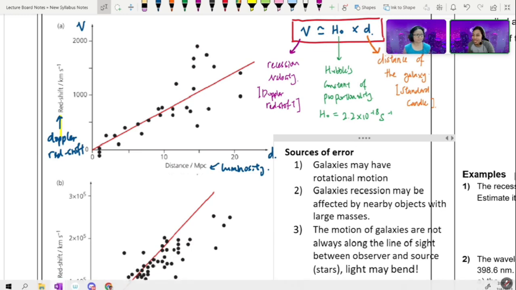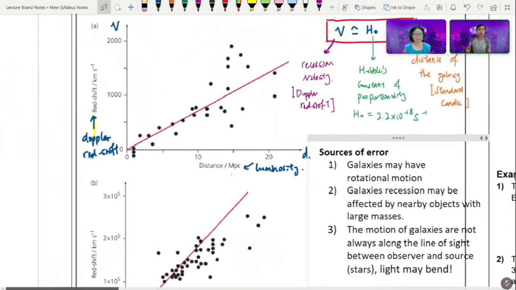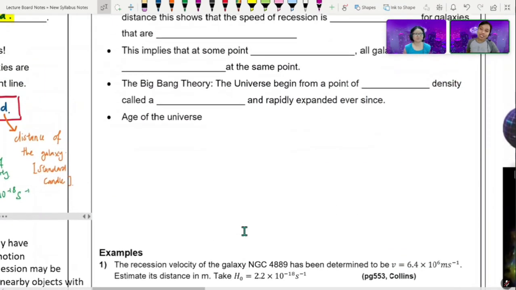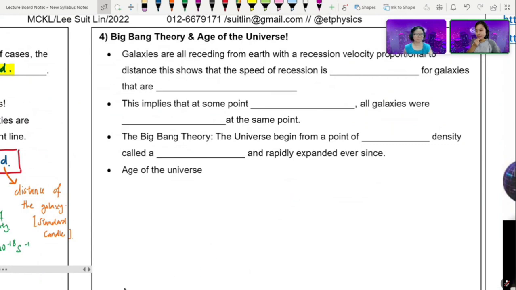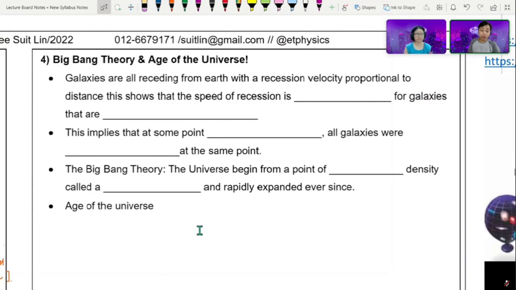Okay, let's go next. So we know this great graph, V proportional to D, that will be updating over time. What does that tell us? So some conclusions that people came to is this idea of the Big Bang Theory. You may have heard of this before. It's a name thrown around a lot, and also a TV show.